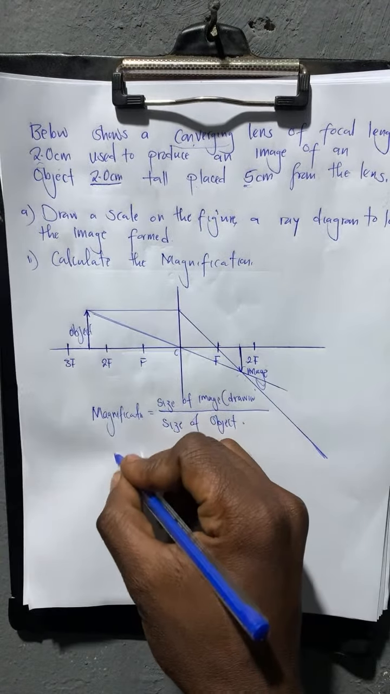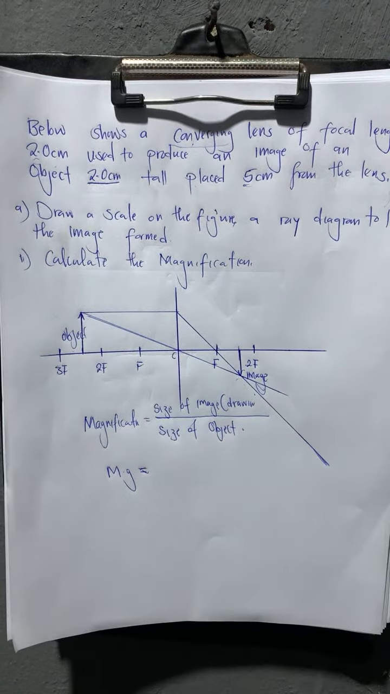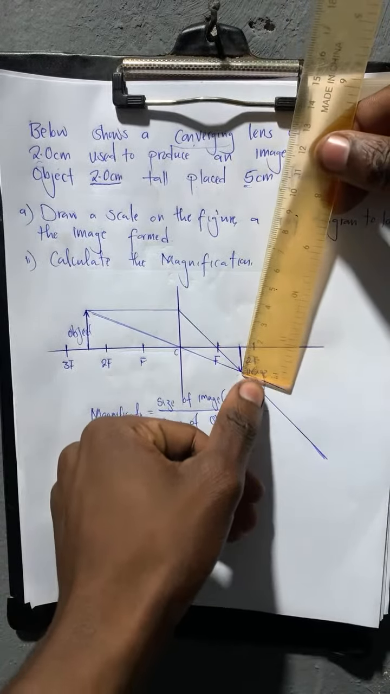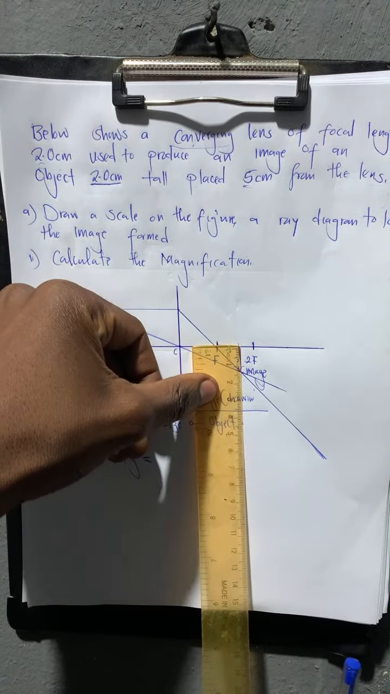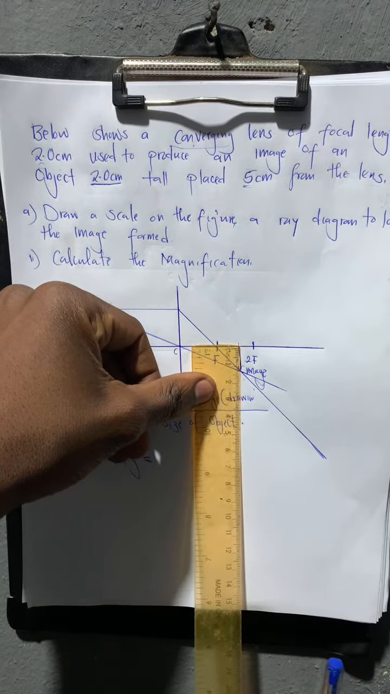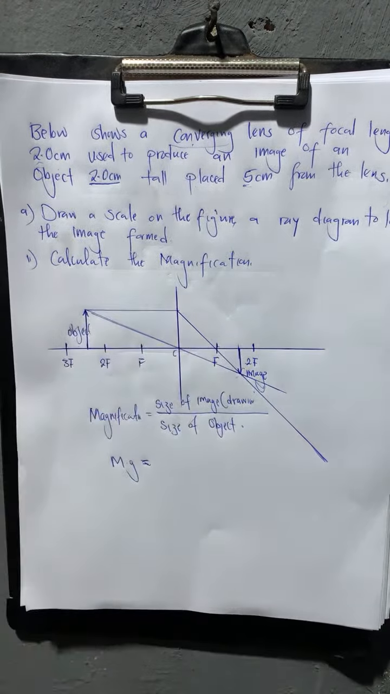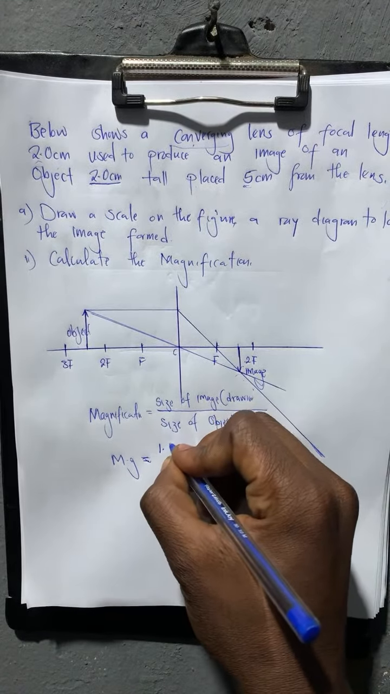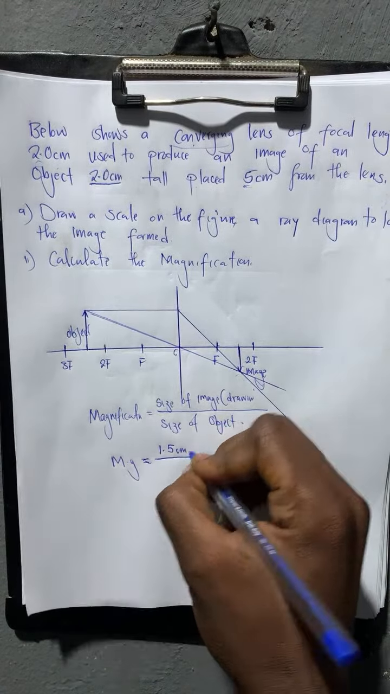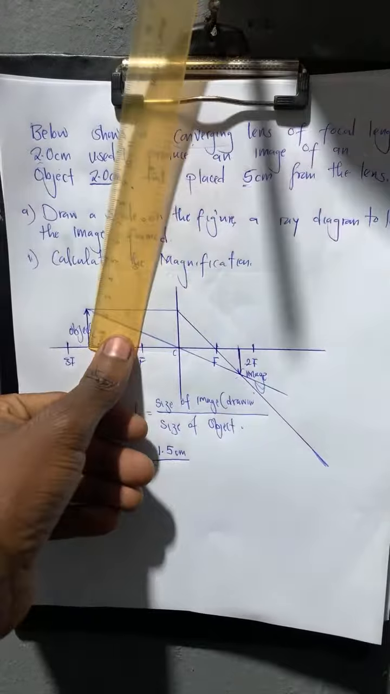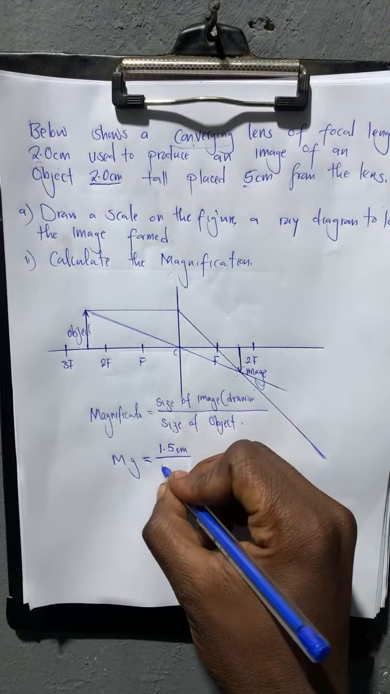You say magnification. So what is the size of the image? You measure the image. How high was it? You start from 0, then you measure the image. From 0, it is giving us 1, let me say 1.5, like this, centimeters, over. What's the size of the drawing, the object? It was given in the question. The object was 2 centimeters. So this is 2.